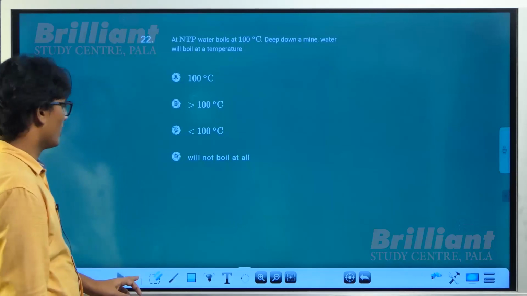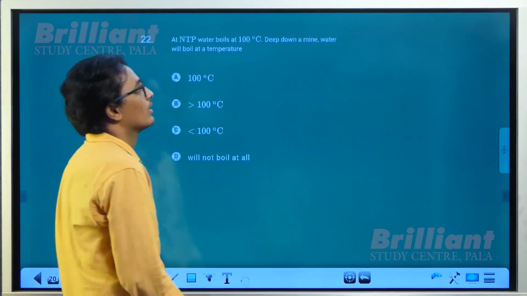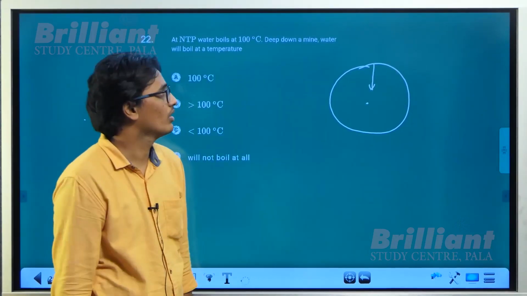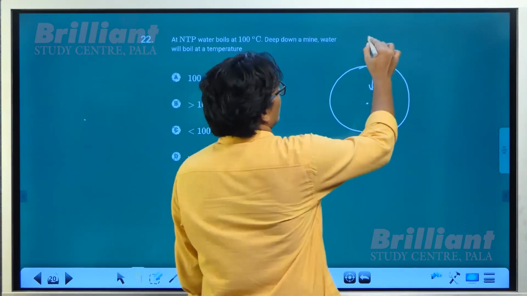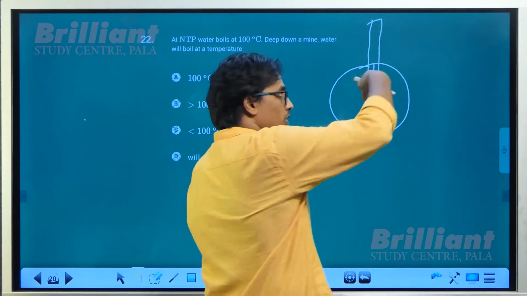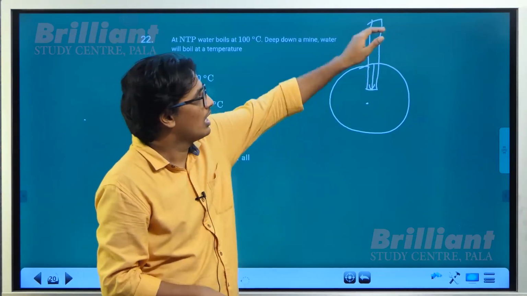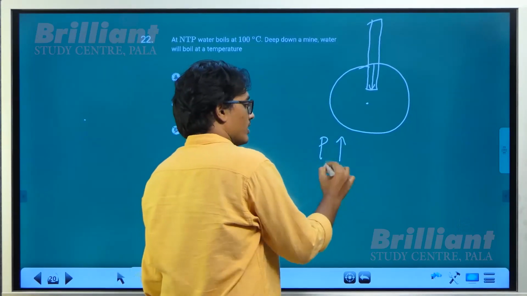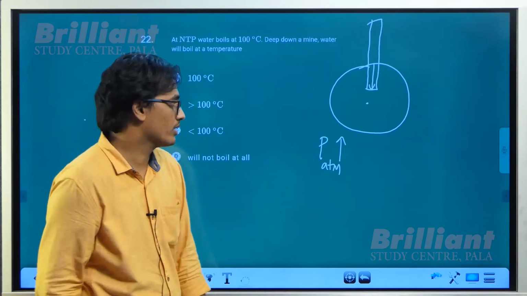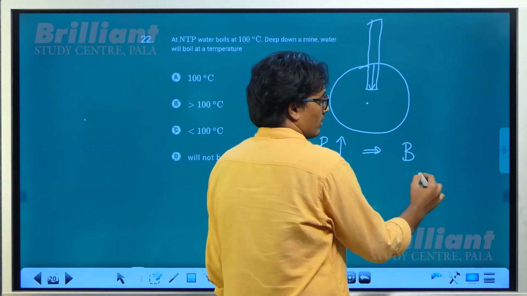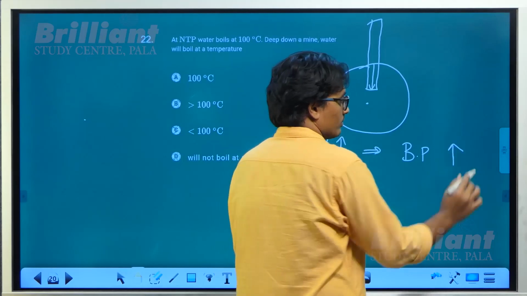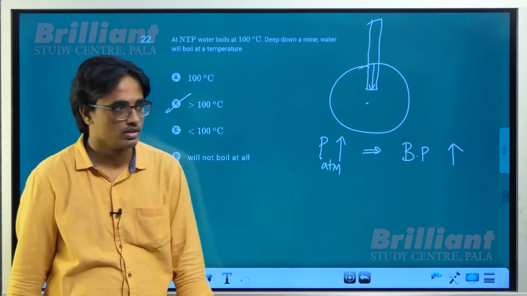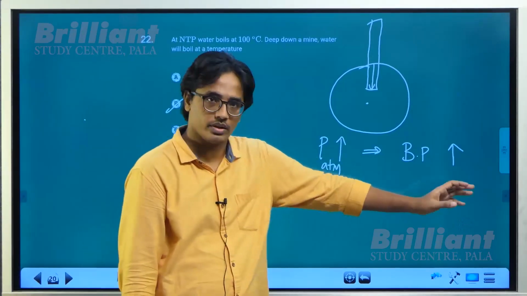At NTP, water boils at 100 degrees centigrade. Deep down a mine, when we go inside, pressure will increase. As we go downwards, the pressure increases. Now when the atmospheric pressure increases, the boiling point also increases. So water will not boil at 100 degrees centigrade. When atmospheric pressure increases, boiling point increases.